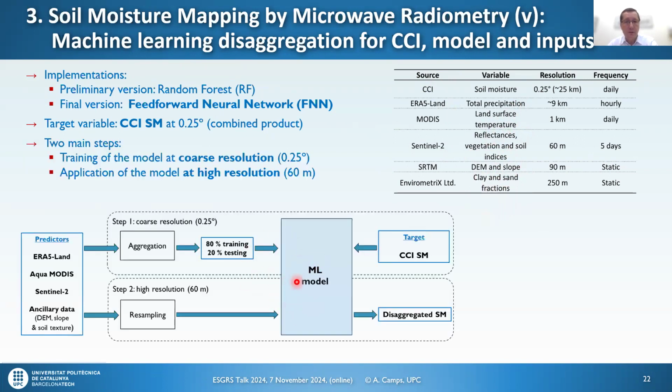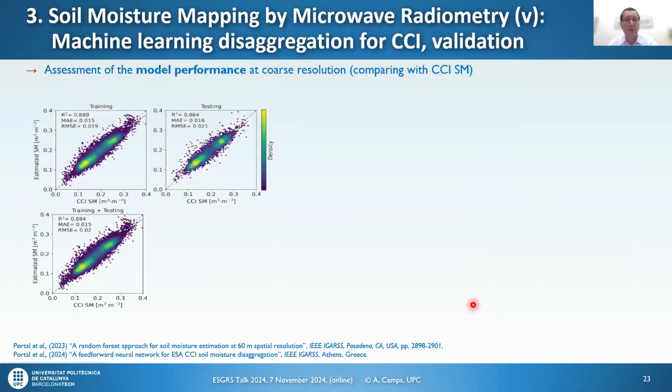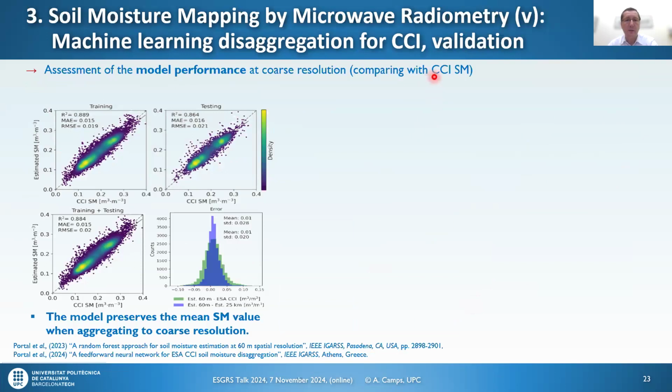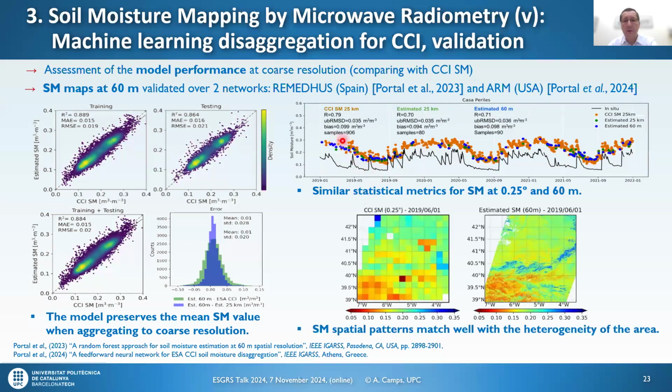We train this machine learning model with 80% of the data. We test with 20% of the data, okay. Again, the training area has been, in this case, the Iberian Peninsula, and then we validate in this REMEDHUS area in Salamanca. And here you have the performance assessment as compared to the ESA CCI soil moisture values. And here you have how it looks like.